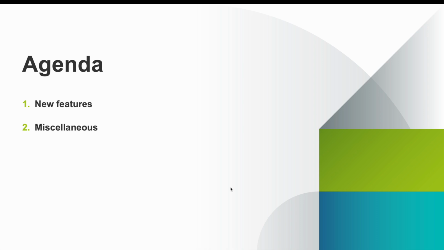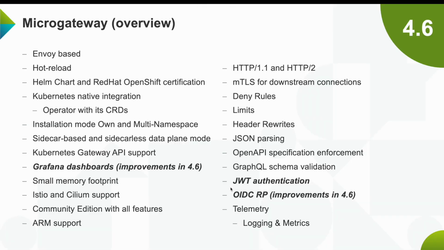I have a few topics that I want to cover. First, the main new feature of Microgateway 4.6, some miscellaneous features and changes. The new version, Microgateway 4.6, comes with a bunch of new features and improvements. The main new feature is JWT Authentication, and we provide you great improvements for OIDC, Relying Party, and Grafana Dashboards.